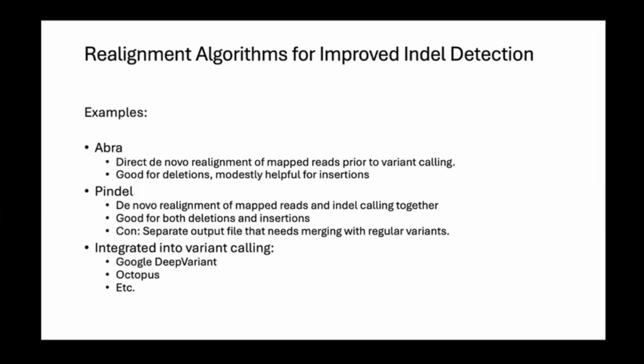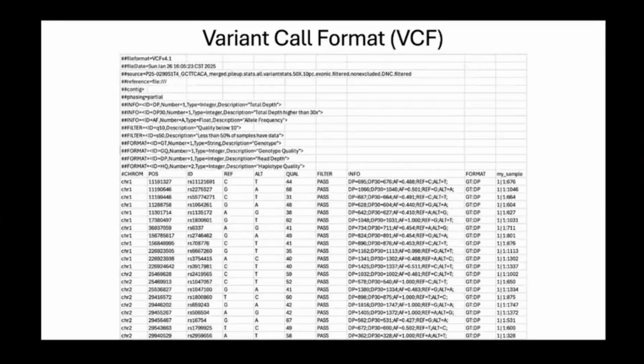And some of the newer variant calling systems like Google DeepVariant and Octopus include de novo realignment as part of their standard algorithm. So you do have multiple different options for getting this done, but it really needs to be done one way or the other. And at the end of all of this, we get a final variant list.